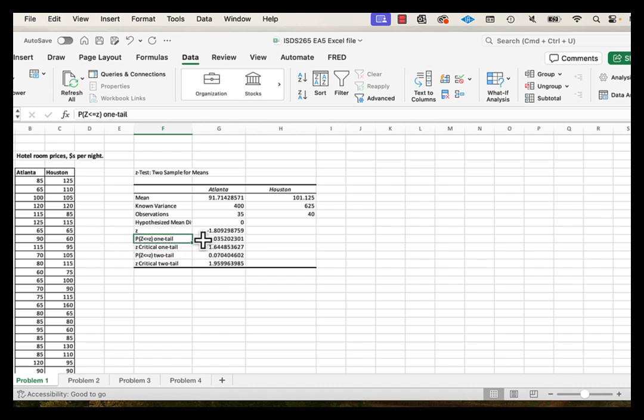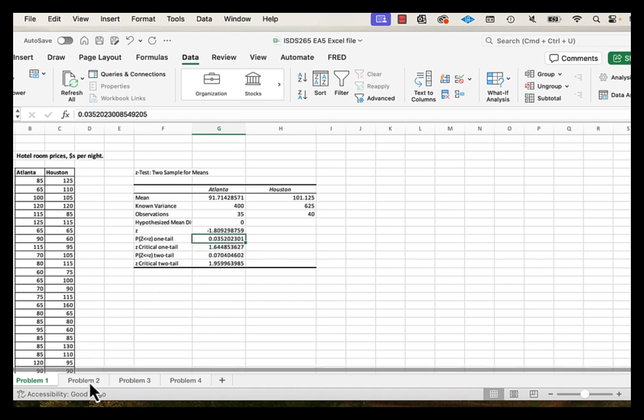one tail, and our p-value here is 0.0352, and we are using a significance level of alpha equals 0.05, so that is below that. So you would reject the null hypothesis in favor of the alternative hypothesis, which is our claim, which is that Atlanta has a lower mean price for rooms.